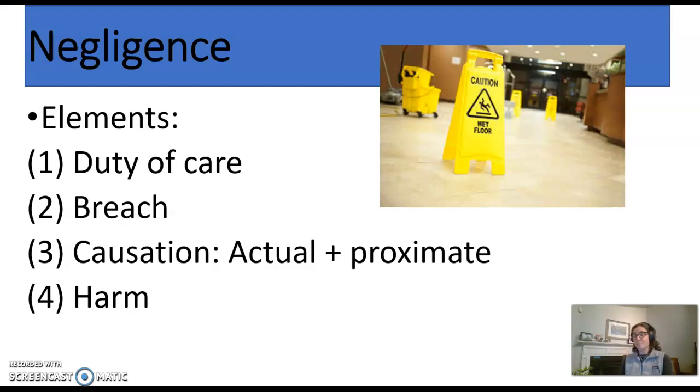But do we expect the employee to stand there 24/7 staring at that floor waiting for something to fall? No. There's that reasonable period of time that the store has to notice the spill and clean it up. That's what we mean by a duty of care and breaching that duty, not living up to the reasonable standard.